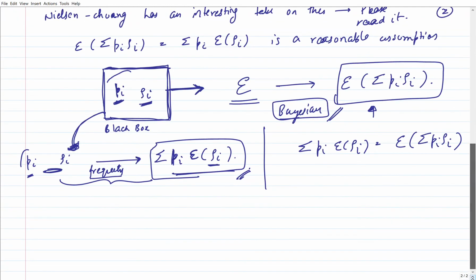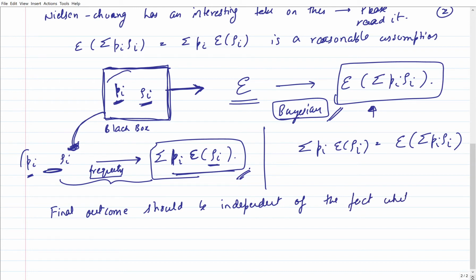So whether my study is a Bayesian study or a frequentist study, I should have this. So the bottom line is that the final outcome should be independent of whether or not I announce the coin flip.